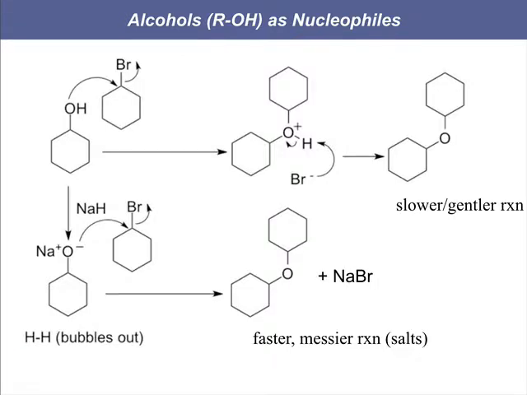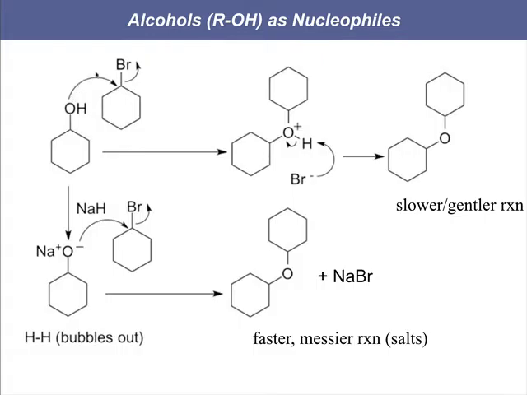Before we jump into elimination first, though, I want to make somewhat of an addendum to last lecture about using alcohols or OH groups on a carbon as nucleophiles. So we have two options here. Here I'm showing an alcohol, and you can see that I'm doing a substitution reaction where I'm taking electrons from the oxygen on the alcohol.